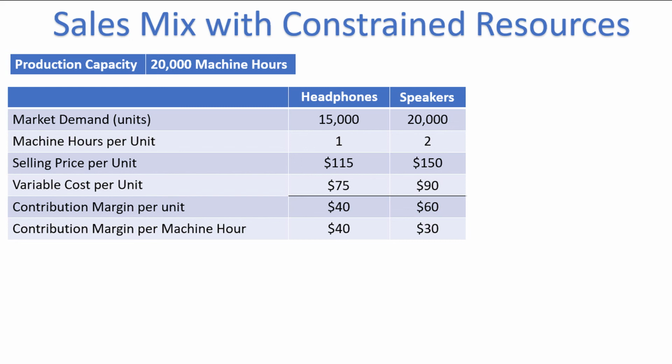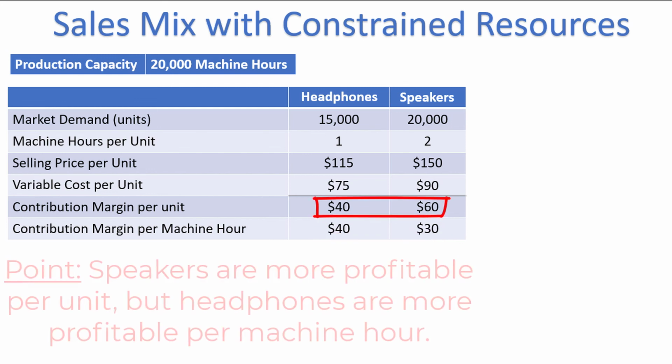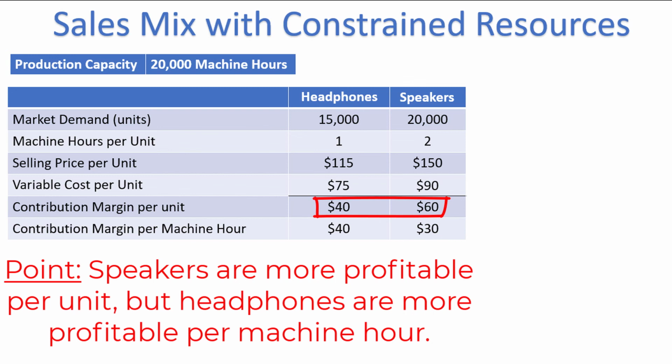Notice the result we have here. In terms of machine hours, headphones are actually more profitable than speakers. $40 per machine hour versus $30 per machine hour with the speakers, even though the contribution margin per unit on its own suggests that speakers are more profitable. Only $40 per pair of headphones compared to $60 per set of speakers.